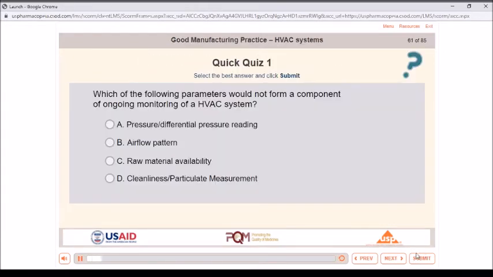Quick Quiz 1. Select the best answer and click Submit. Which of the following parameters would not form a component of ongoing monitoring of a HVAC system? A. Pressure differential reading. B. Airflow pattern. C. Raw material availability. D. Cleanliness particulate measurement.